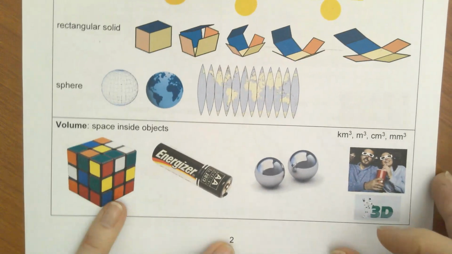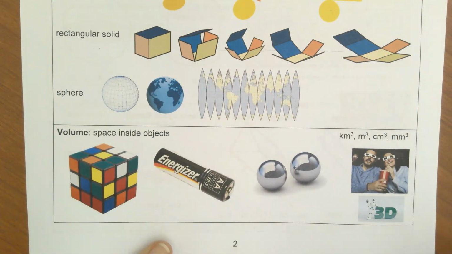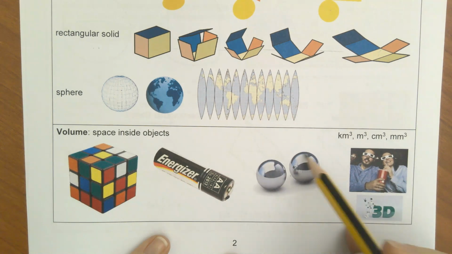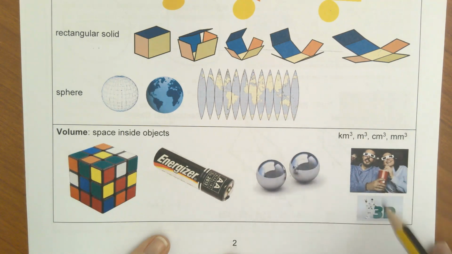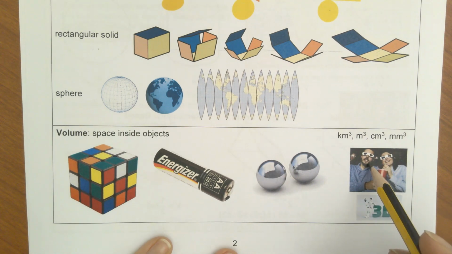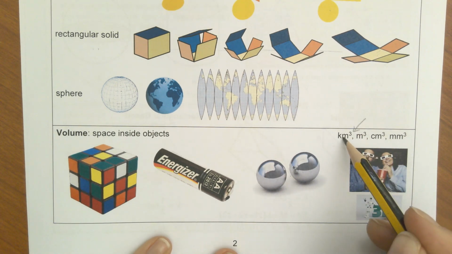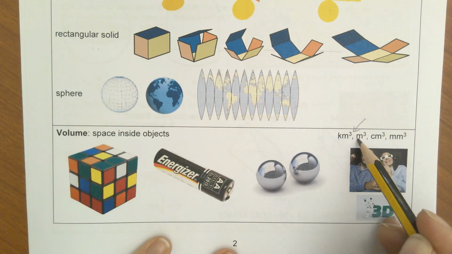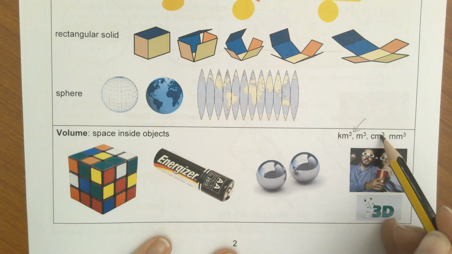Volume is how much space is on the inside of the objects. So you know these are heavy, they're full of metal. So I'm talking about the whole thing. It's something that's a 3D shape. Okay, and because it's 3D, we have to put a 3, so kilometers 3. We say kilometers cubed, meters cubed, centimeters cubed, millimeters cubed.